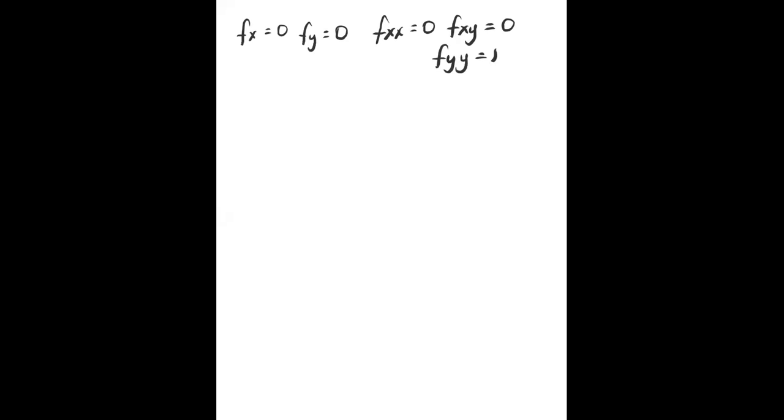All right, so when I do this, I'm going to, again, take my discriminant formula. So I get fxx is 0, fyy is 1, minus fxy squared, 0 squared. So I get 0 minus 0 equals 0. Go back and look at your chart.